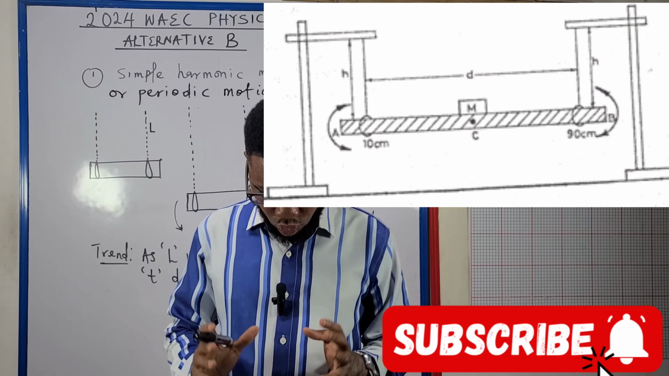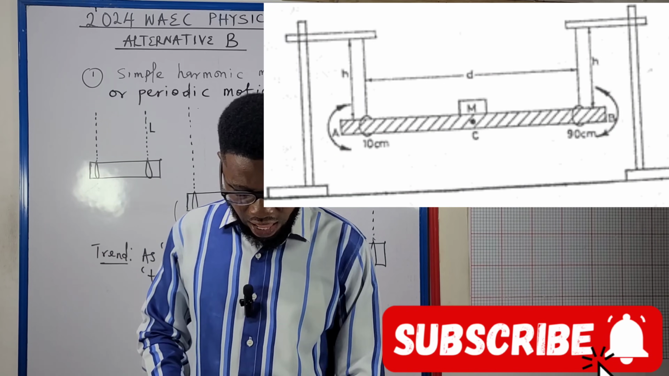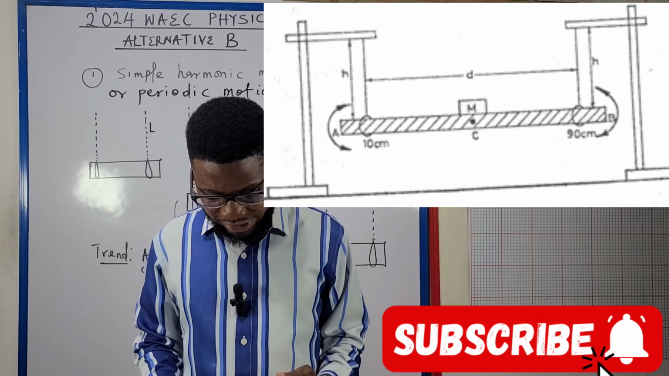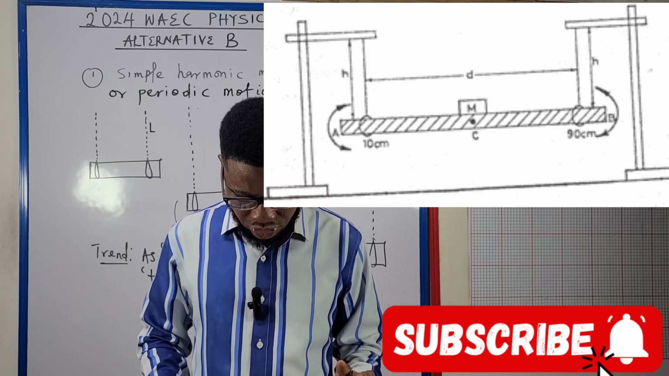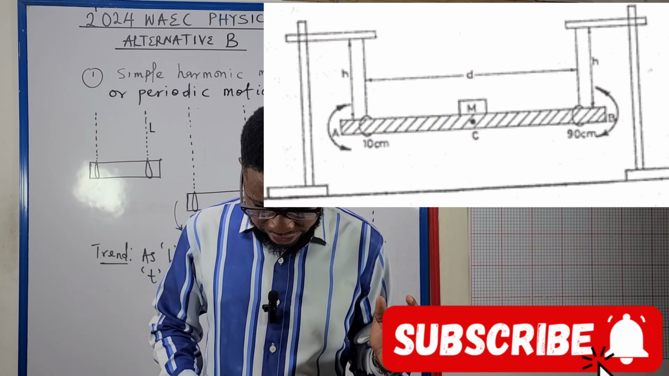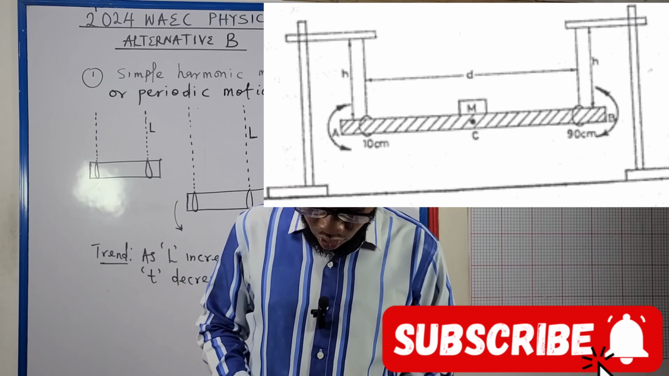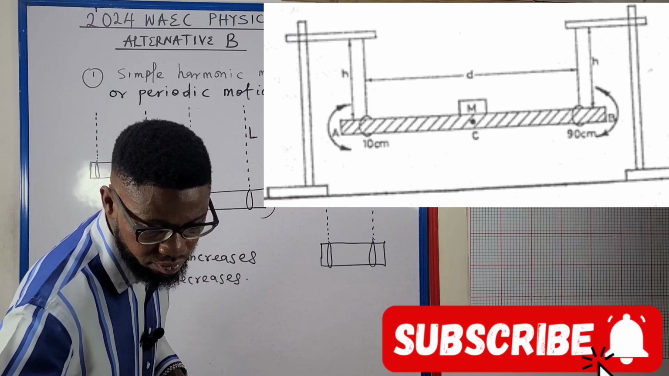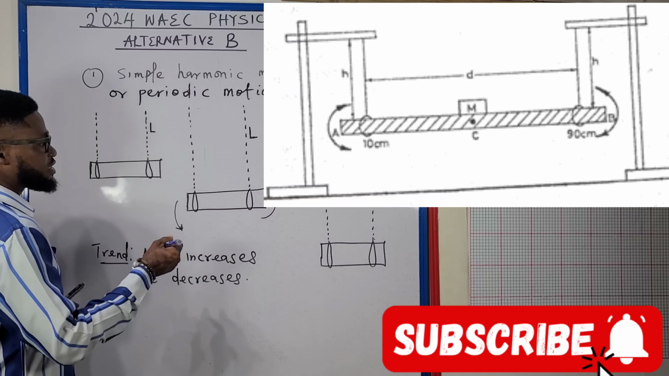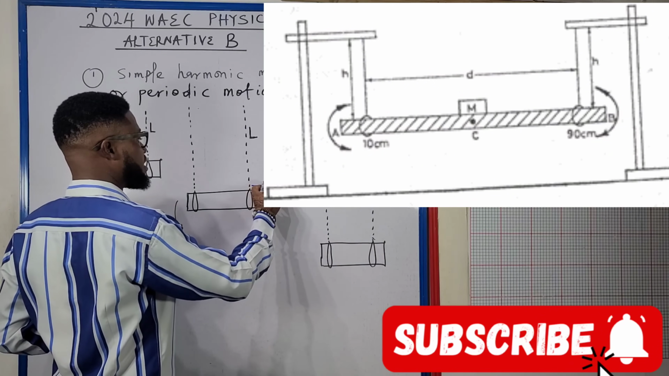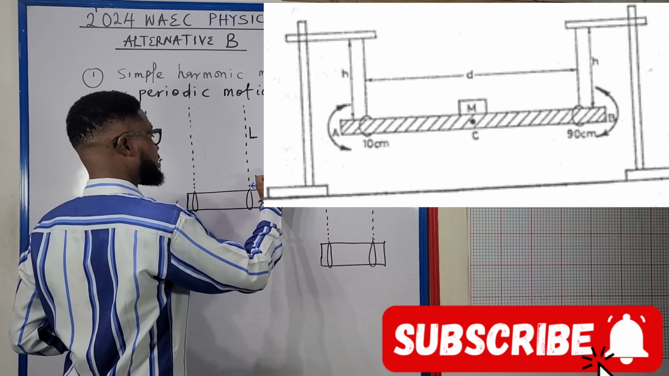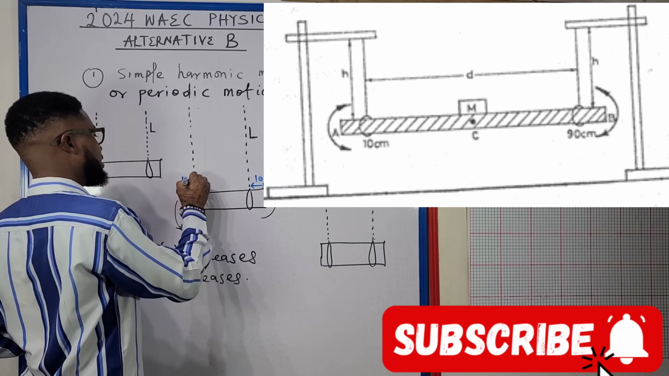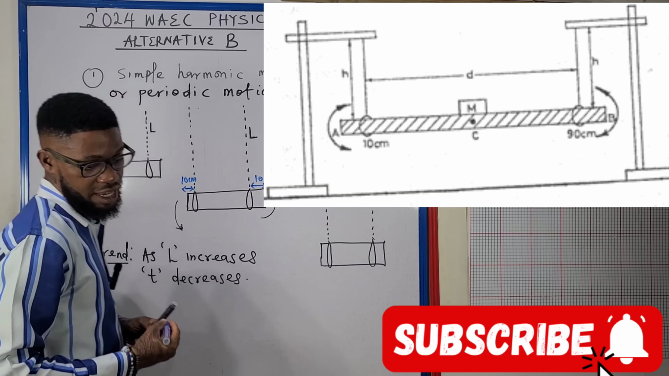Looking at what the question should look like, you can see the instructions. The first instruction says set up the apparatus as illustrated above, ensuring that the strings are permanently 10 centimeter from either end of the meter rule. So when we say 10 centimeter permanently from the end of the meter rule, it means this should be 10 centimeter, and this should also be 10 centimeter from both ends.